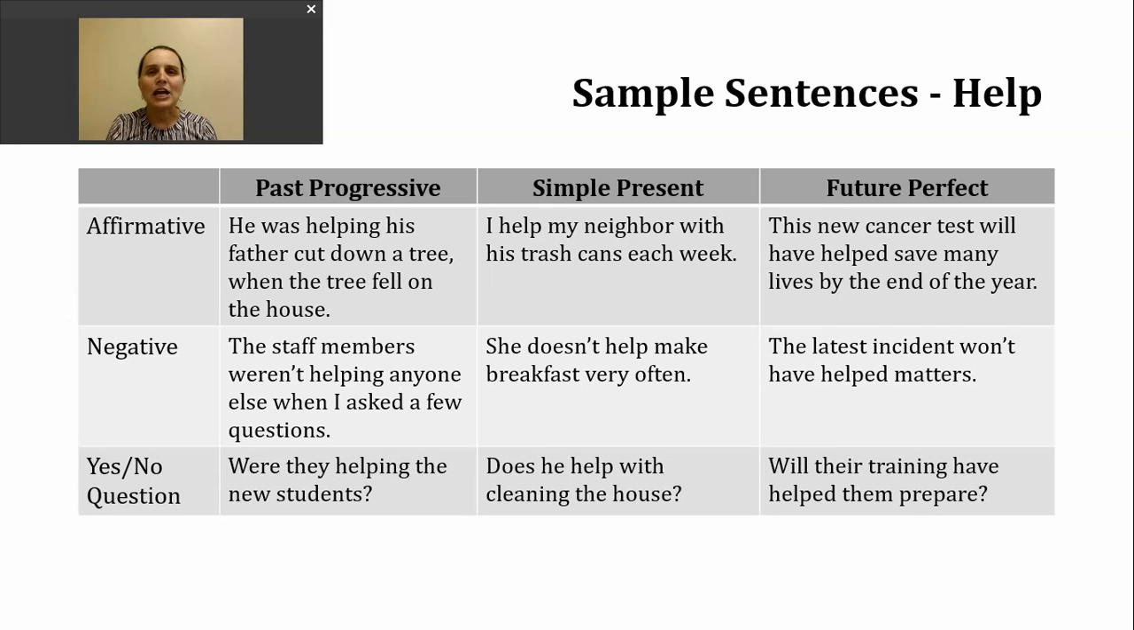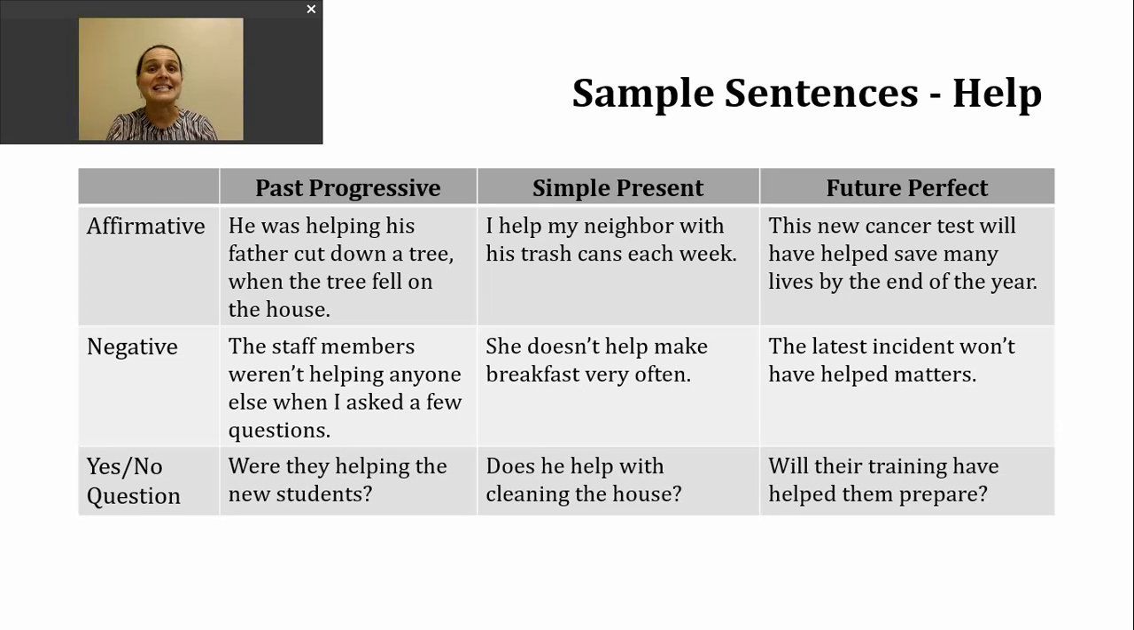Next, let's take a look at simple present. We use this verb tense to talk about habits and routines. We also use it for facts and our present feelings as well. The thing to note about simple present is that the affirmative structure is going to change just a bit depending on what our subject is.